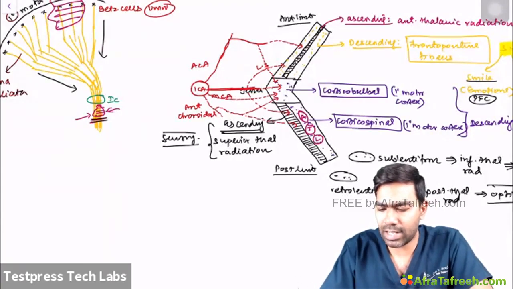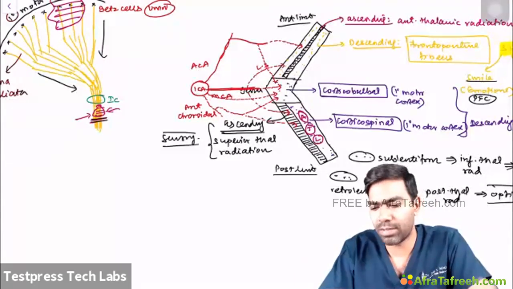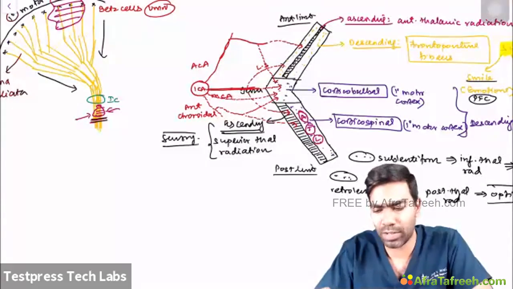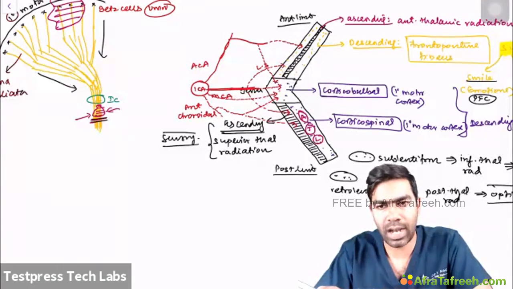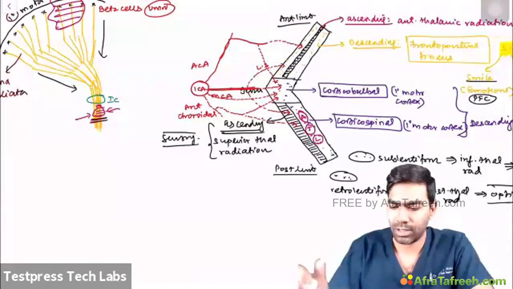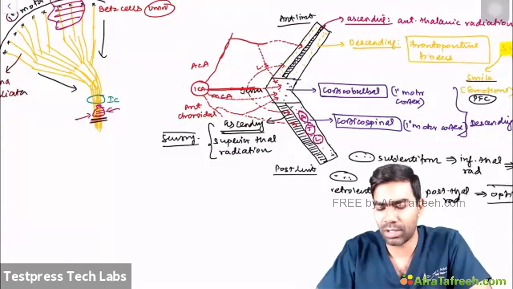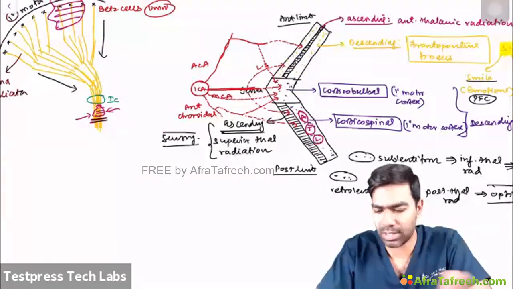Which means what you're understanding here is the genu is the only area that is supplied by everything. It is supplied by direct branches of the internal carotid artery. It is supplied by the anterior choroidal artery. It is supplied by the middle cerebral artery. It is supplied by the anterior cerebral artery also. Fine. Even though this diagram may look confusing, now if you follow step by step, it will be much easier.